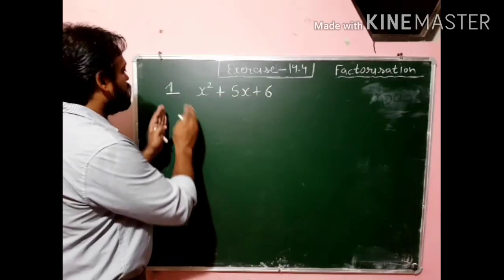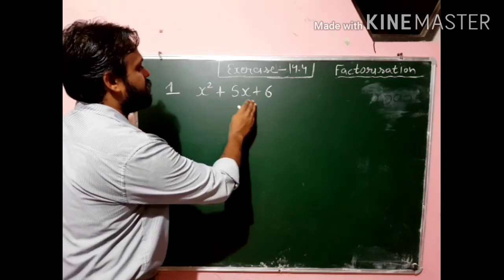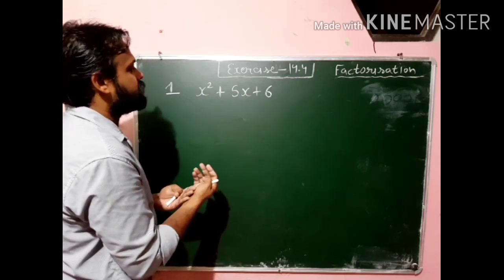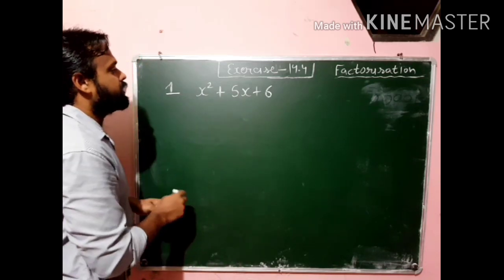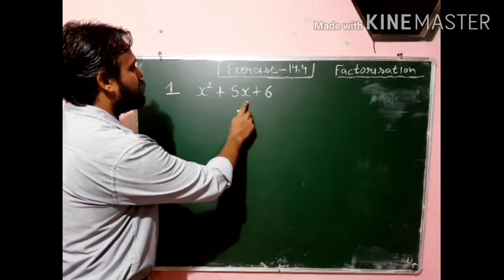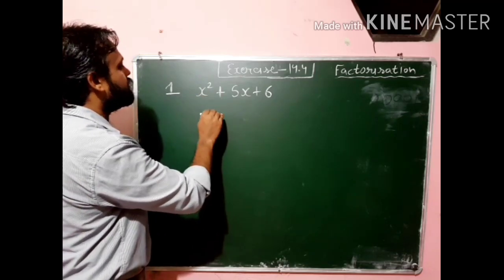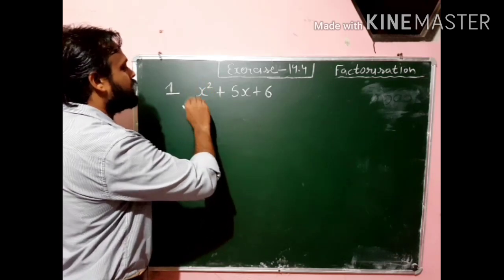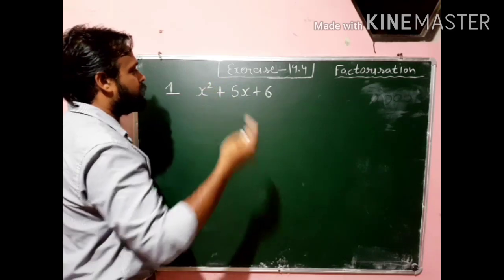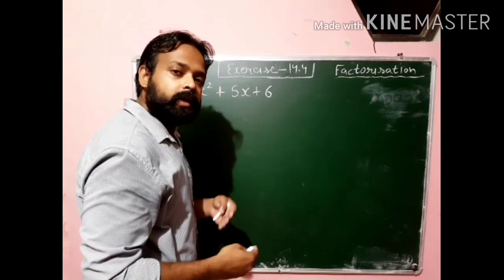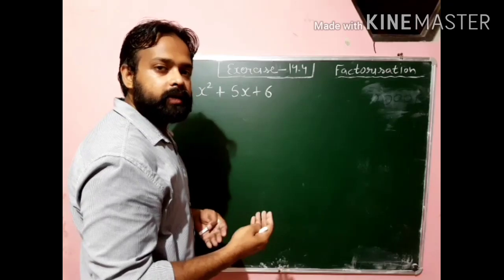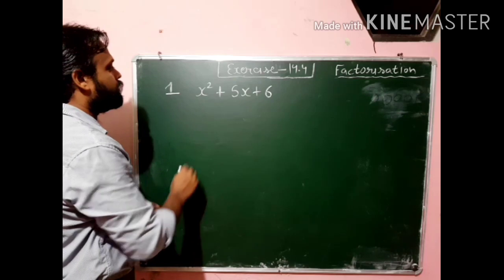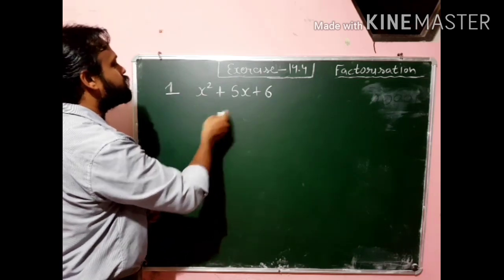Now see, the first sum is given: x square plus 5x plus 6. You have to understand which kind of algebraic expressions we are going to solve under this exercise. Here this polynomial is given to us, and its degree is 2. The highest power of the polynomial is called its degree, as I already explained in my previous videos, in the 11.1 exercise. Under exercise 14.4 we are going to solve polynomials whose degree is 2.